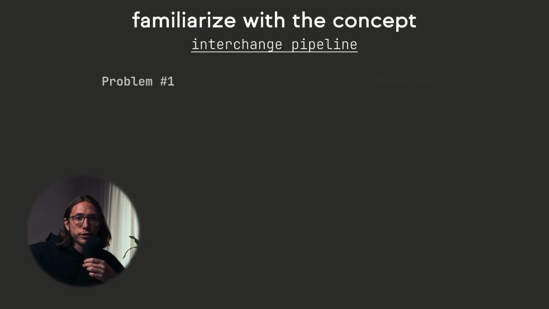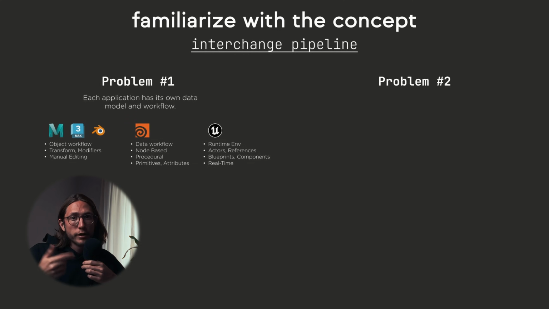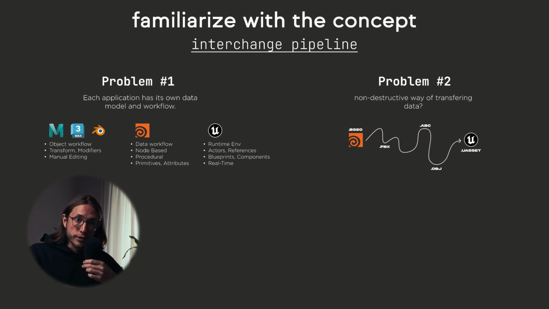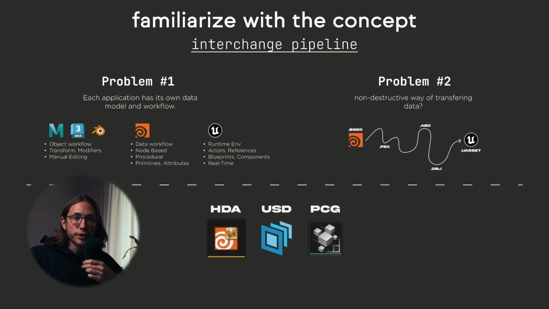There are two major challenges to consider. First, every DCC software has its own way of representing data. Second, we need to find a reliable way to transfer the data between applications without losing flexibility. To address these challenges, technologies such as Houdini Engine, Universal Scene Description, and Unreal Engine's PCG framework allow us to preserve procedural data much deeper into the pipeline.